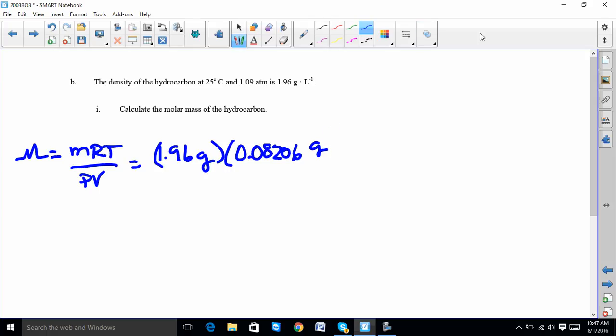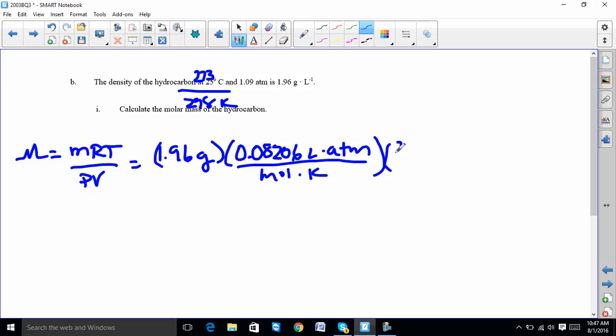And then this is, sorry, I screwed up. I'm going to grab this stupid eraser. Back to the pen. This is liters times atmospheres over mole times K. And then it's 25 degrees Celsius, but we have to be in Kelvin. So 273 plus 25 is 298 K. And so then this is 298 K. And again, if it bugs you, there's nothing here, put a 1. K cancels with K.